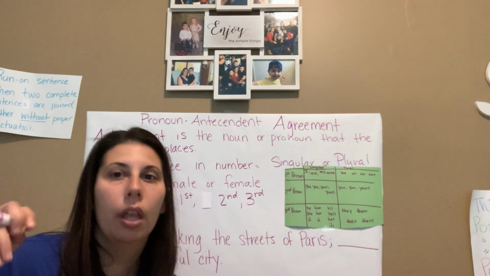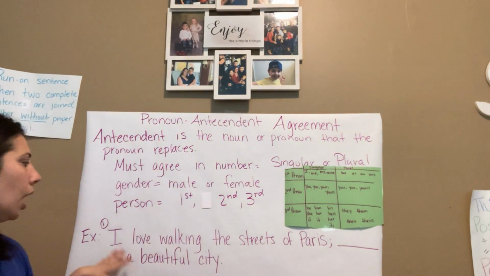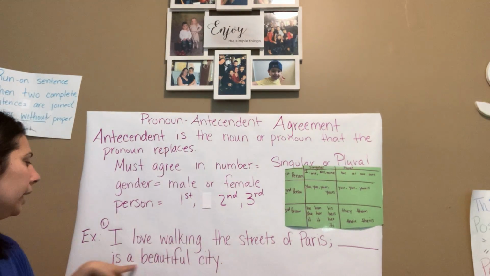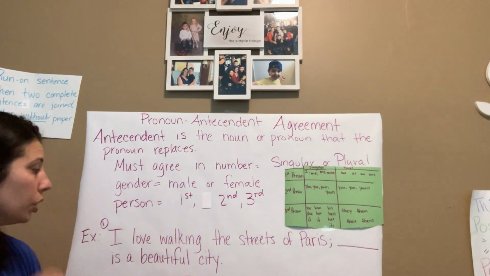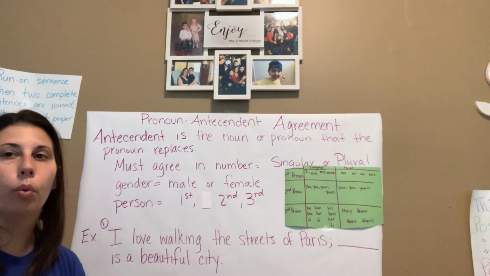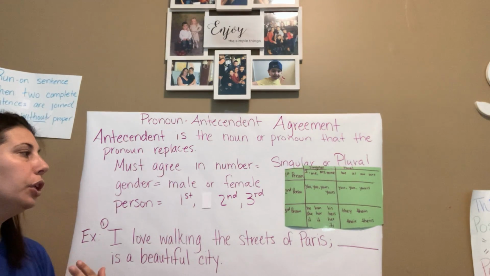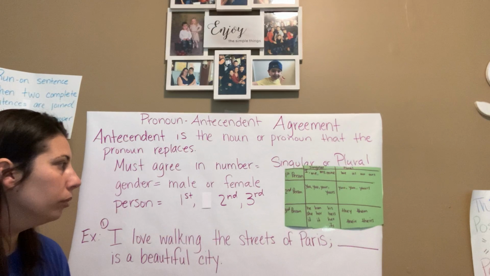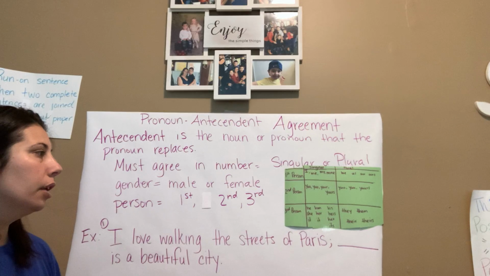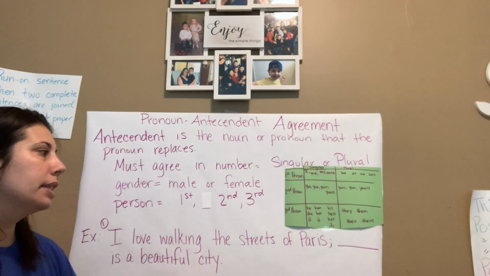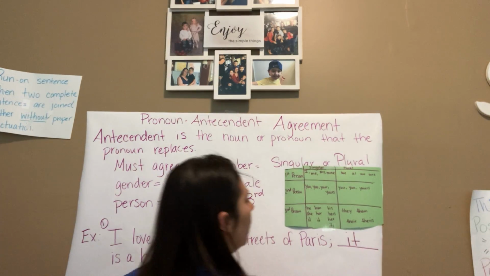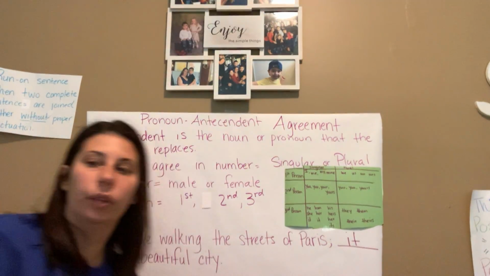The first example that I want to go over though is, okay, so I love walking the streets of Paris. Blank is a beautiful city. So now we're talking about the city of Paris. So when we're talking about that, we would use one of our third person pronouns, and it's only one city. So we would say it is a beautiful city, right?